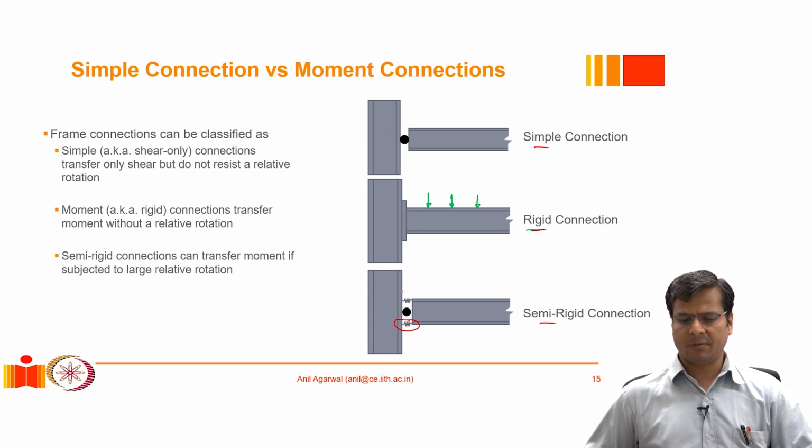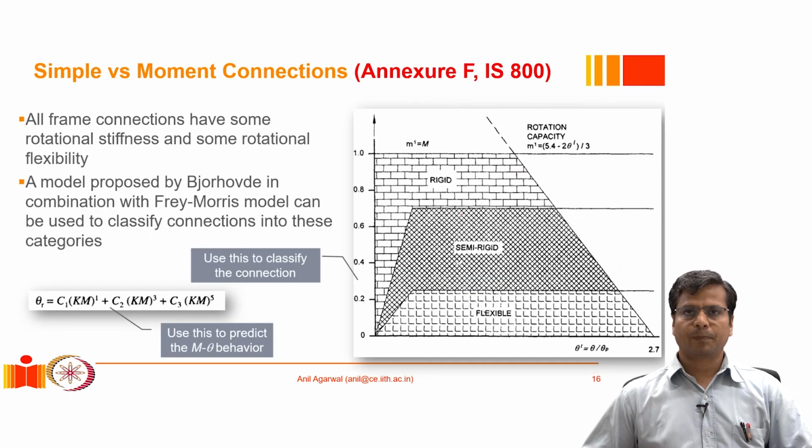And as a result, there will be some flexibility available, and that could lead to a semi-rigid type of connection. These are also utilized, but generally when it comes to designing, we typically design a connection either as a simple connection or as a rigid connection. So we saw that there are two primary types of frame connections, simple connections and rigid connections.